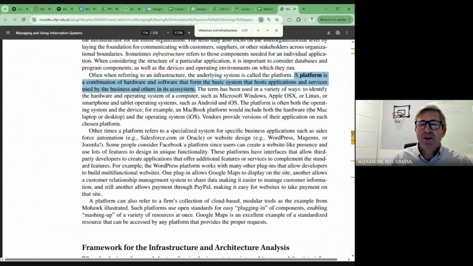Because, for example, if any of you writes a game, what they mentioned here is a game to run on, what was the name of the Facebook? Facebook is an app, but it becomes a platform, right? In the sense that your application will run on top of that and make sense of things that happen only in that environment there. So this is where they say here that other times a platform refers to a specialized system for specific business applications such as sales, Salesforce automation, web design, and so on and so forth.